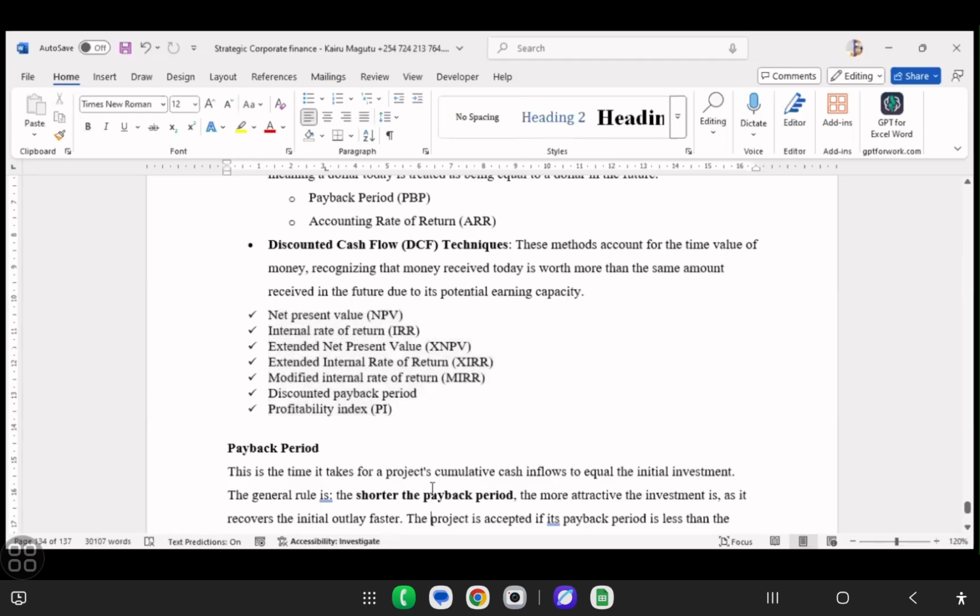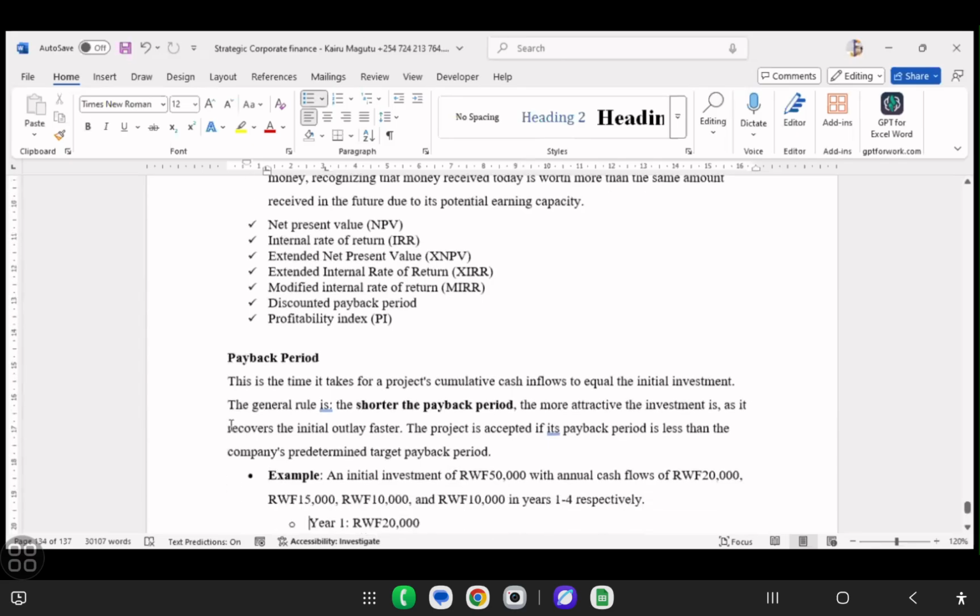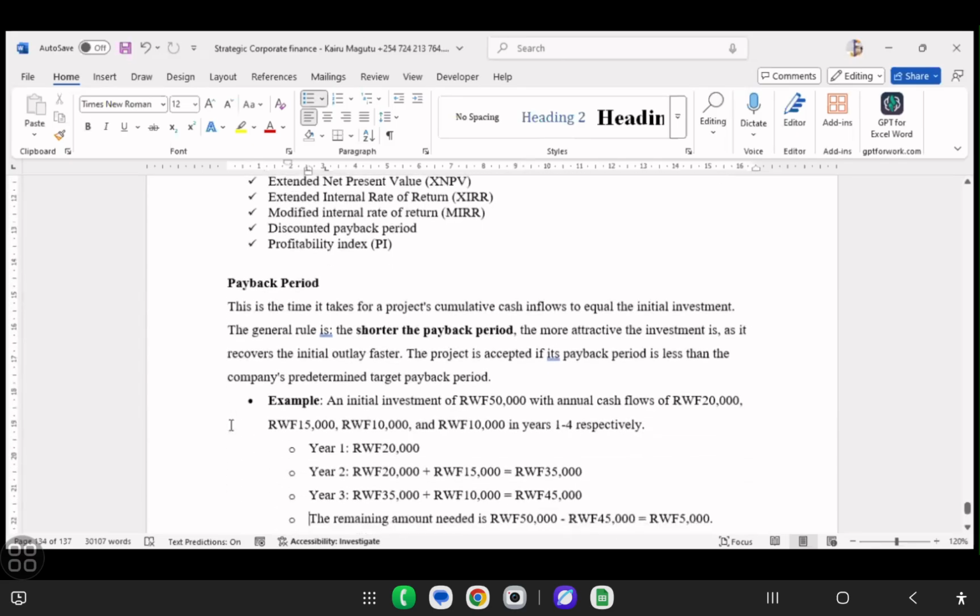Let us start with payback period. We start with the non-discounted cash flow methods. Payback period. A payback period indicates the period of time that an investor will take to recover the money invested in a project.